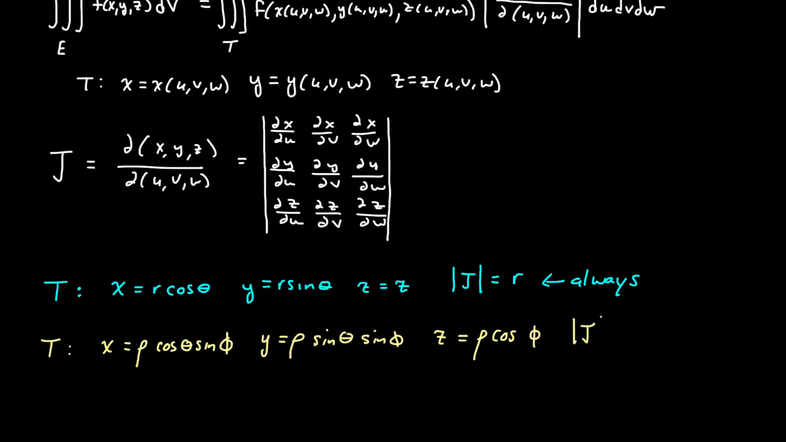Now, the absolute value of the Jacobian in this case will always be rho squared sine phi. That is always the case, and I'm going to have you commit that to memory. We're going to prove it, but once you prove it, always know that this is true. I guess I should also point out that phi, as you remember from before, is always between 0 and pi. So we don't have to worry about that being negative at any point.